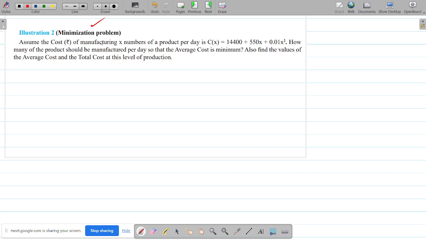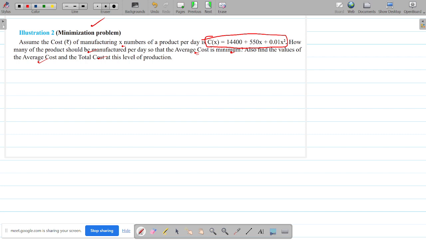Assume the cost in rupees of manufacturing X numbers of product per day is the cost function. This is given. How many of the products should be manufactured per day so that the average cost is minimum? Also find the values of the average cost and total cost at this level of production. It's a normal problem தான். So நம்ம டைரக்டா ஒர்க் அவுட் பண்ற மாதிரி பண்ணிடலாம்.